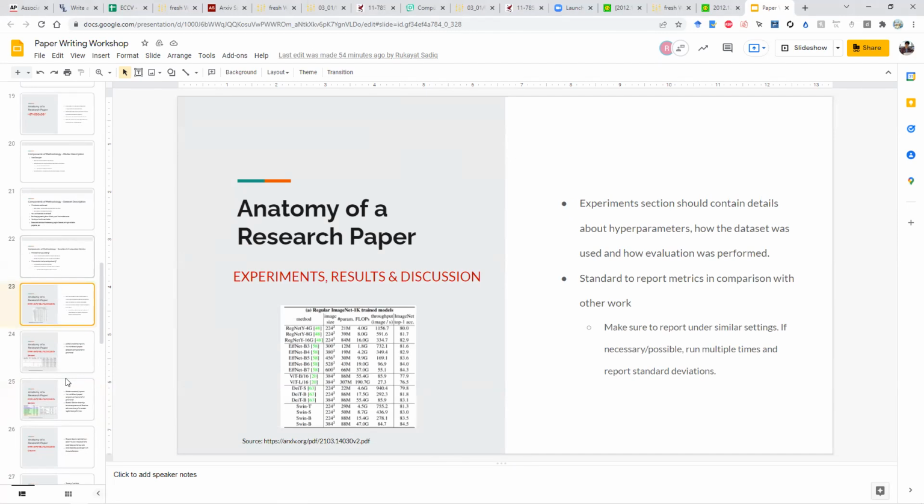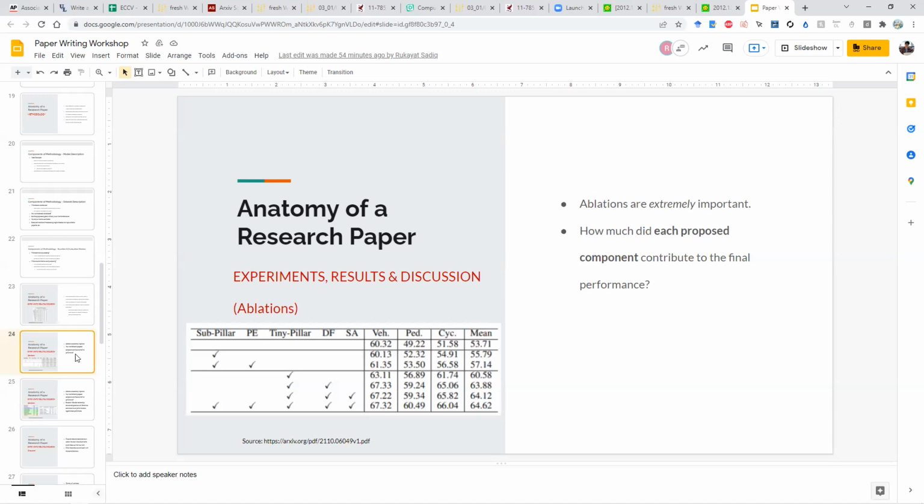The standard is to report metrics in comparison with other work. What's important here is to report and compare with other works under the same or similar settings. Otherwise, if the other works have used a suboptimal setting and you optimize it a little bit, perhaps the improvement isn't coming from your actual method, but from the other settings that you tweaked. So make sure to report under similar settings, and if necessary or even possible, run multiple times and report standard deviation over your runs, because neural networks are inherently stochastic and every run will have different results.